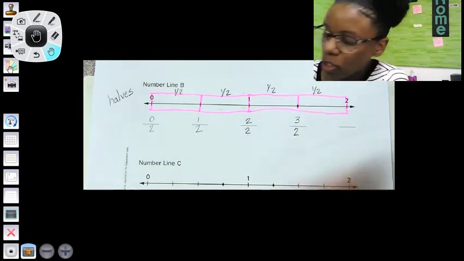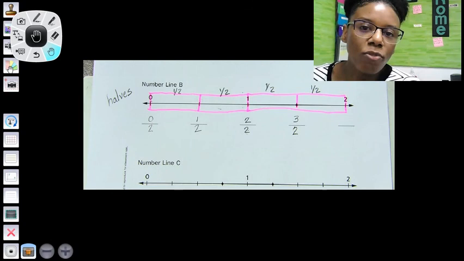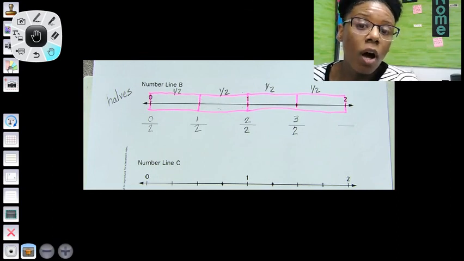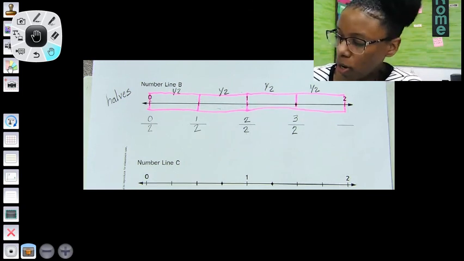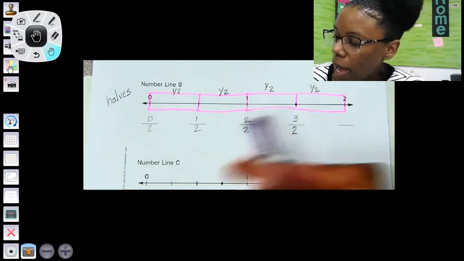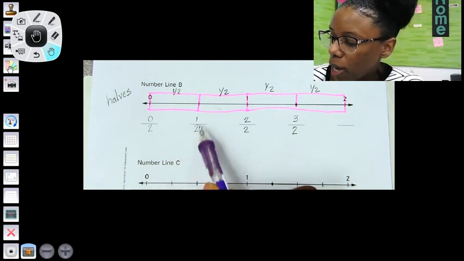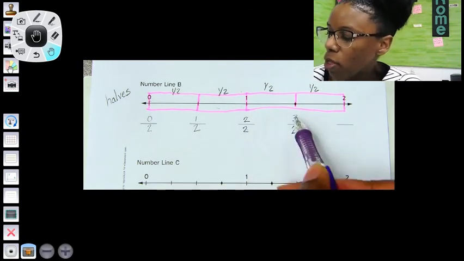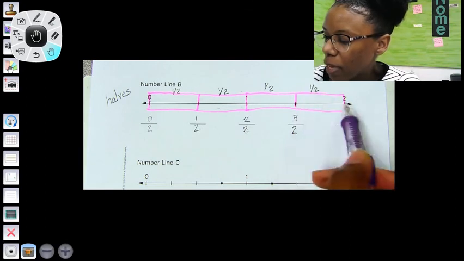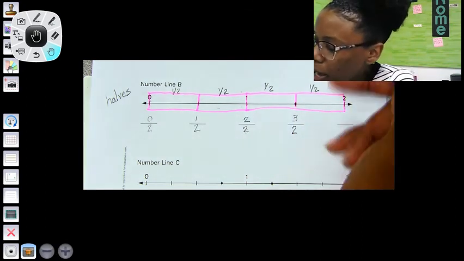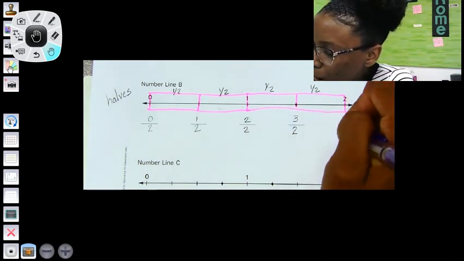And notice Mrs. Rome is only putting it in improper fraction form because I want to keep it consistent this time. When I started off, I showed you the mixed number and the improper, but now I'm just going to keep it consistent so that your brain can kind of understand what's going on. Okay, so now I have 0 halves, 1 half, 2 halves, 3 halves. I'm going to put another half piece side by side, and that makes 4 halves.